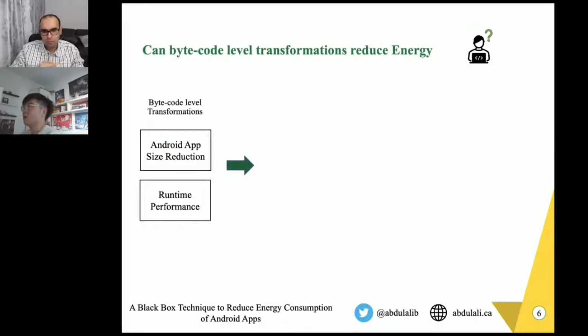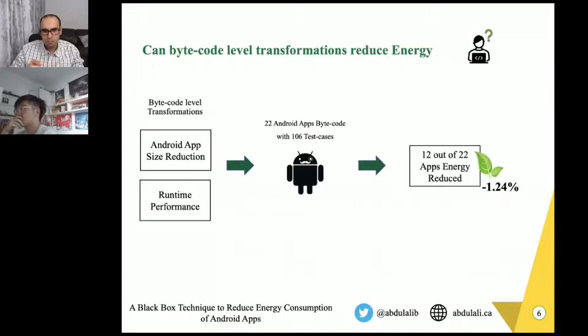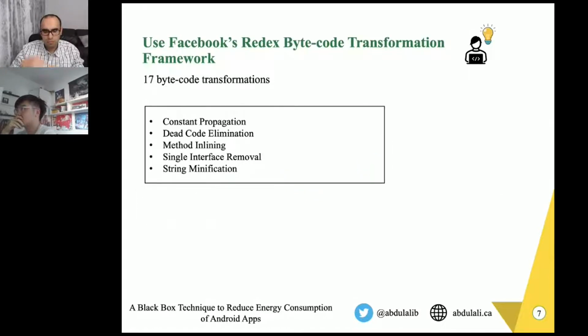To investigate the effects of bytecode transformation on energy consumption, we consider a random set of 4 bytecode level transformations that were initially written to reduce the app size and improve runtime performance. When we applied these transformations on 22 real-world apps, they reduced the energy consumption of 12 out of 22 apps by up to 1.24%. To further investigate, we use Facebook's Redex bytecode transformation framework, which is written on top of ProGuard. This framework offers 17 transformations that are mainly written to reduce the app size and improve runtime performance. Some of the transformations out of these 17 are constant propagation, dead code elimination, method inlining, and so on.